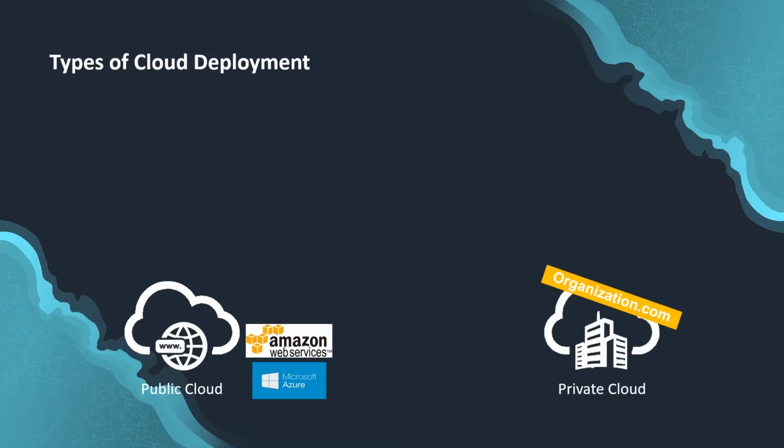The second type of cloud deployment is private cloud. So a private cloud consists of computing resources that are exclusively owned by a business organization. This model will need to be managed by the organization's own internal resources, and all infrastructure will be paid for by the organization itself.